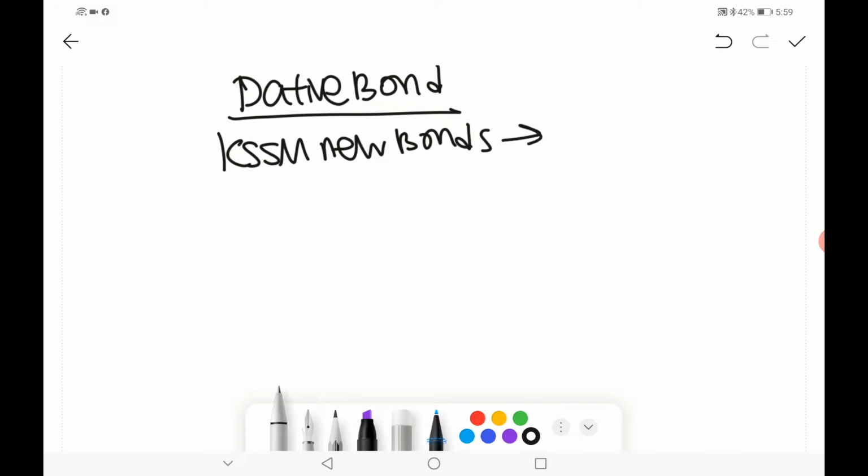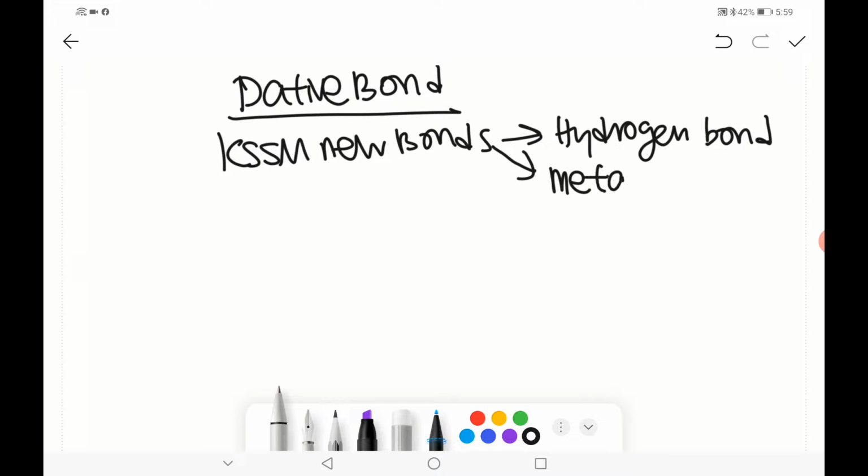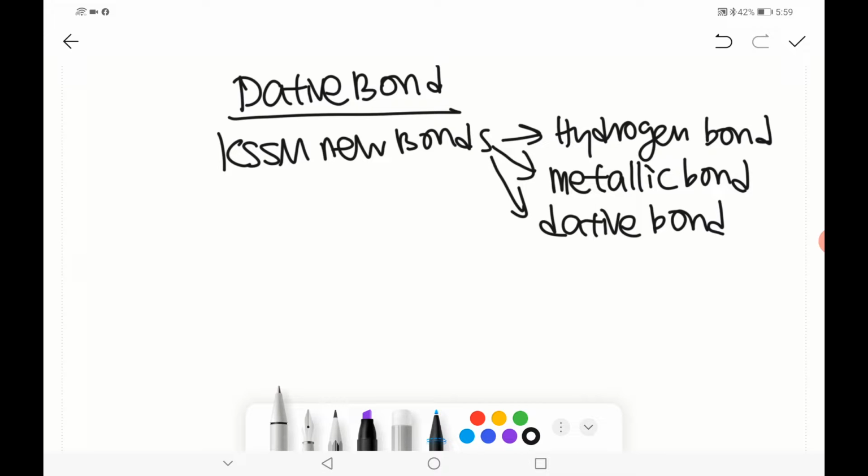The first one is called a hydrogen bond. The second one is actually called metallic bond. And then the last one we have dative bond. Same thing, we don't need to know too deep about dative bond. We just need to get some rough idea, that'll be good enough.